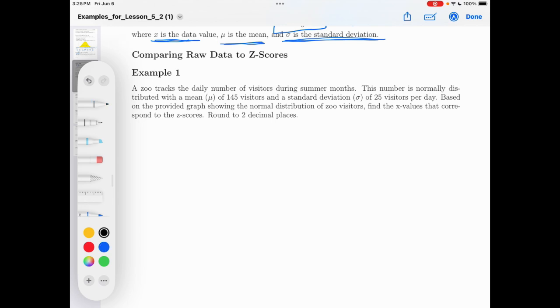A zoo tracks the daily number of visitors during summer months. This number is normally distributed with a mean of 145 visitors and a standard deviation of 25 visitors per day. Based on the provided graph, which we are actually going to make, showing the normal distribution of zoo visitors, find the x values that correspond to the z-scores, round to 2 places.